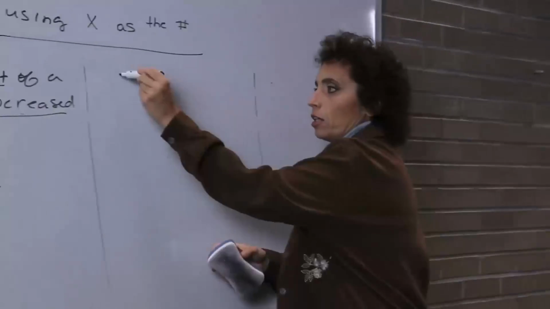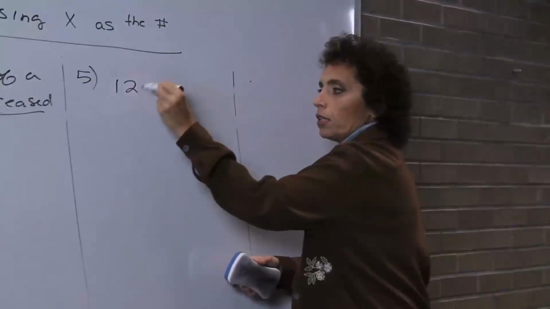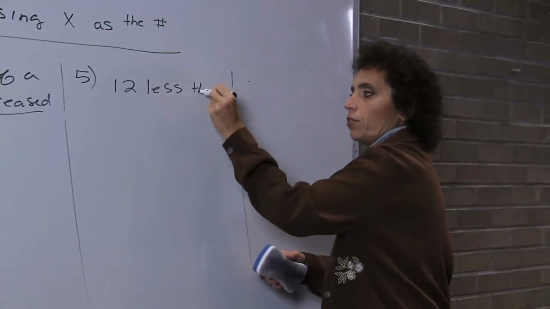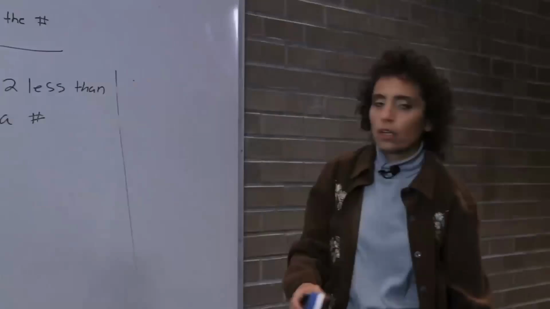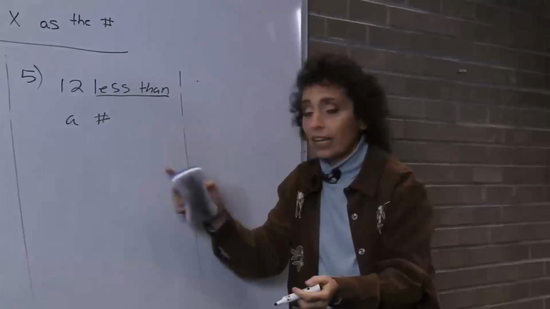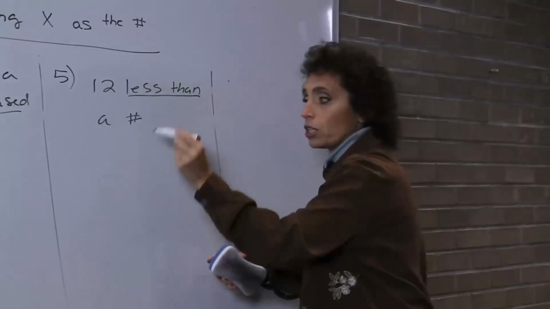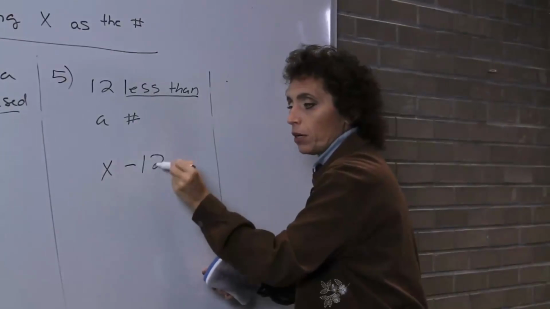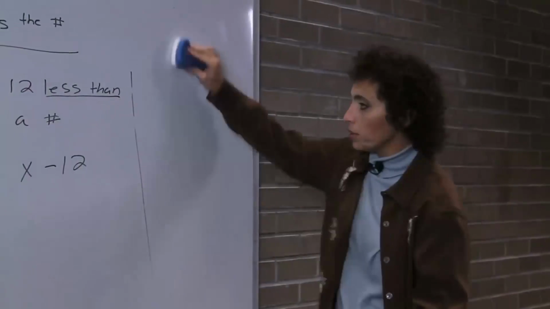Okay? Number 5 says 12 less than a number. Remember, this also is not an inequality sign because I don't have an "is." 12 less than a number. Remember, whatever comes after the phrase "less than" goes first, so the number goes first, x minus 12. Really important that "less than" and "from" switch the order.